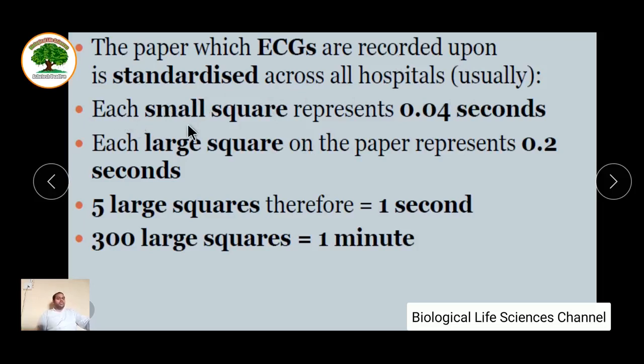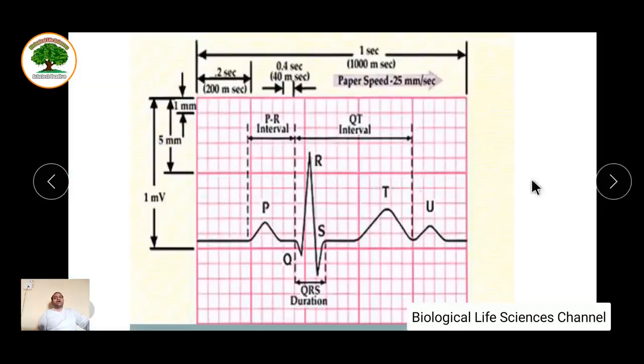Here each small square present in this paper is represented by 0.04 seconds, and each large square is represented by 0.2 seconds. When 5 large squares are connected together, it represents 1 second, and 300 large squares connected together represent 1 minute. Okay. So this is how the reading is taken.